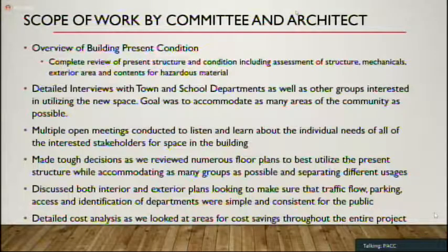Of course, the cost estimate was arrived at. We spent quite a bit of time in the months leading up to the spring annual town meeting of last year.